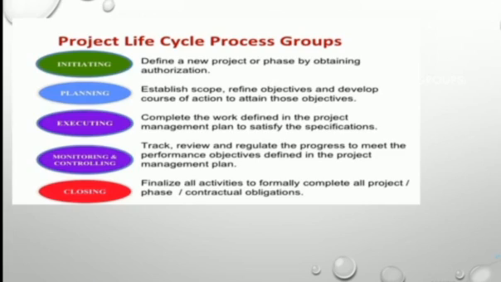Then after that, you move to the planning. Now you put a series of activities together that will help you achieve the objective that you were able to draw out from the initiation phase. So you establish the scope, you define objectives and develop courses of action to attain those objectives that you have set out. After you've made a complete plan, the next thing is for you to start execution. You carry out the execution process.